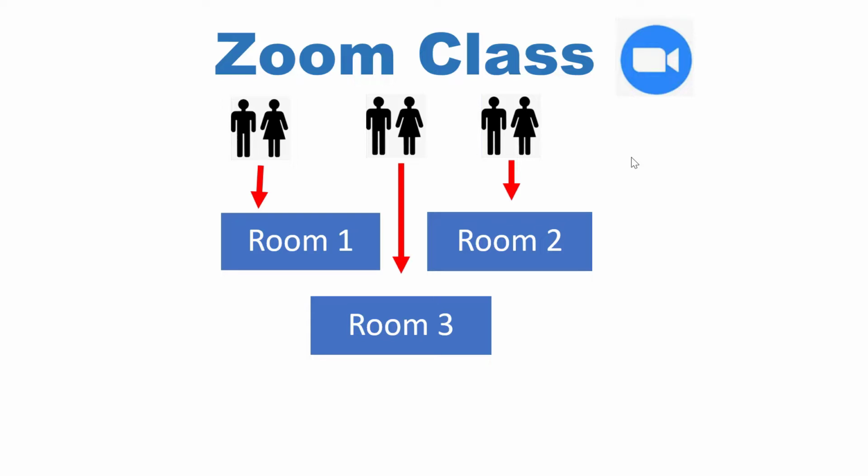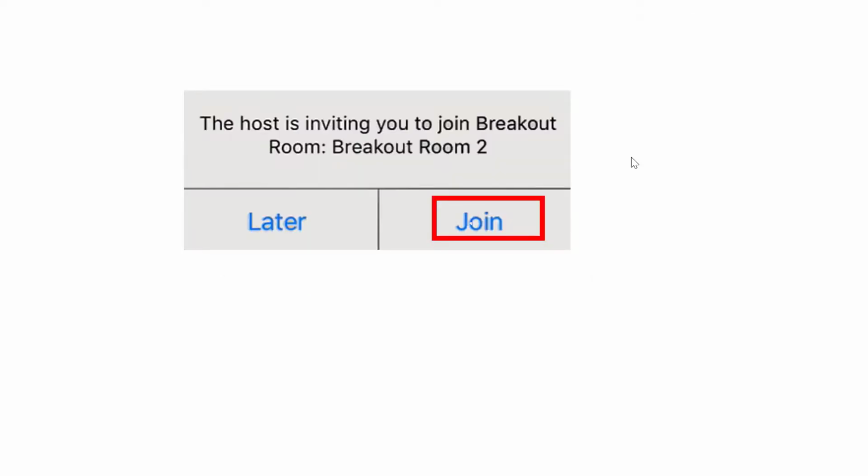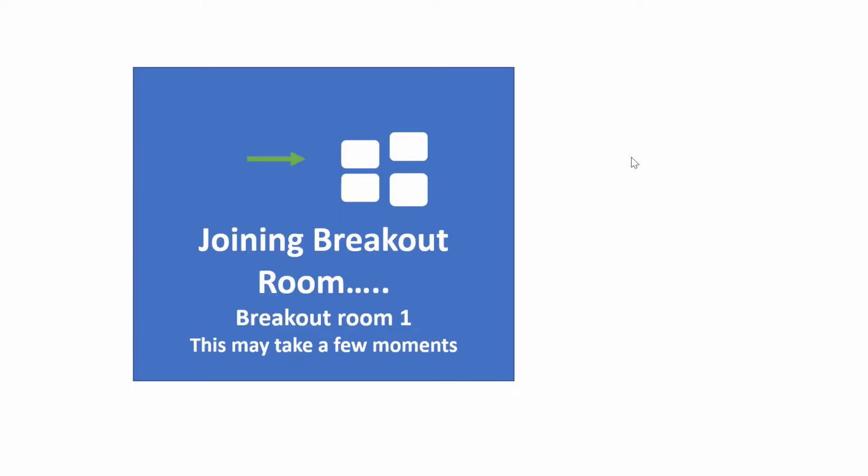Once a student is invited into a room, this sign will show up. They have to click on join to enter the room, and then they will see this sign. In the next part of the tutorial, I'm going to explain how to activate breakout rooms through the settings so that the students can enter those rooms.